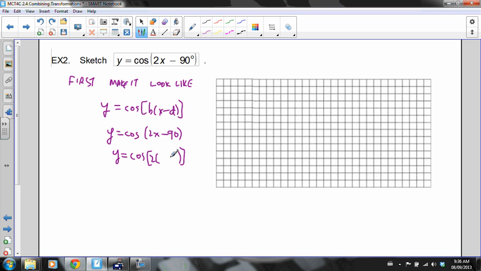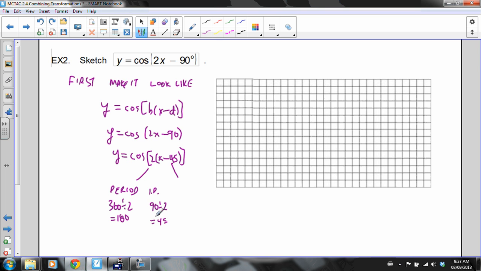Now what's left inside the brackets? Well, 2 into that, I'm just left with x. 2 into 90 is 45. And now I can see what the period and the phase shift are going to be. So here, the B is 2, so the period is 360 divided by 2, which is 180. More importantly, the important points are every 90 divided by 2, every 45.